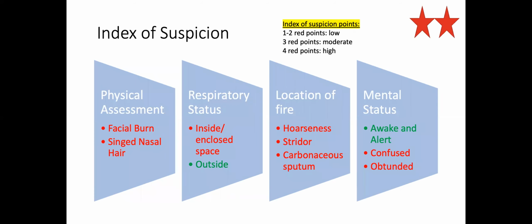Okay, so this is super important. I included 2 stars. So at our index of suspicion, this 100% will be a question. When you see a question, and it could be on your boards too, think of these 4 areas and go by a point system: physical assessment, how's their respiratory status, where was the fire, and how is their mental status. If you can read a question and quickly come up with points, it's a super quick, easy question, as long as you memorize it, and it'll get you points on the test.